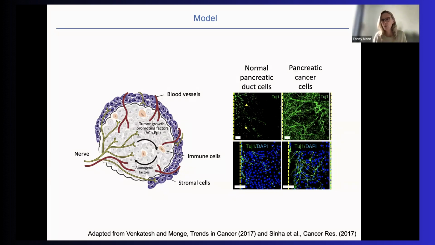And in support of such a model, several studies, in fact, have shown that if you co-culture neurons from the peripheral nervous system with pancreatic cancer cells, you will observe an increased outgrowth of the neurons in the presence of pancreatic cancer cells compared, for example, to normal pancreatic ductal cells.